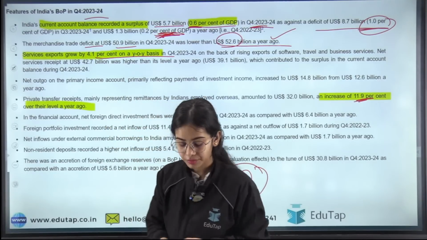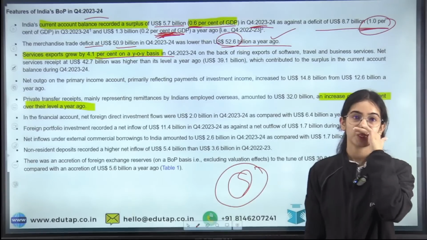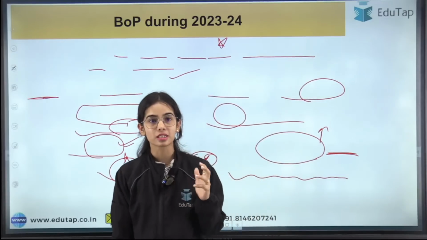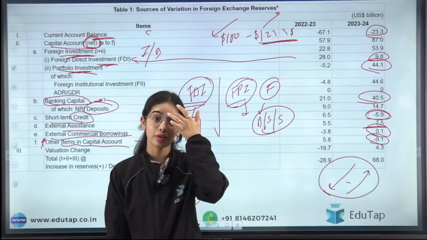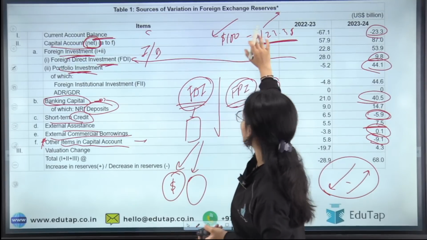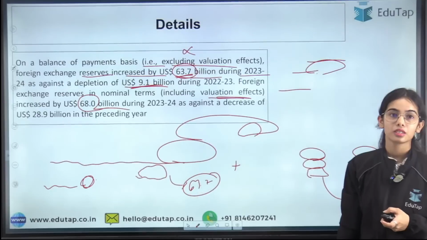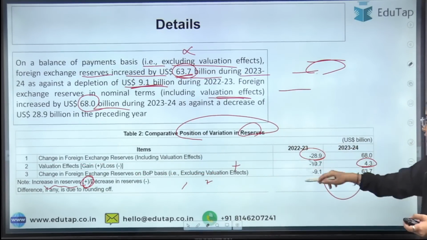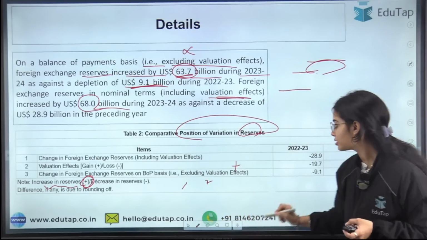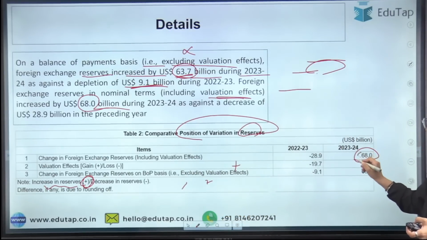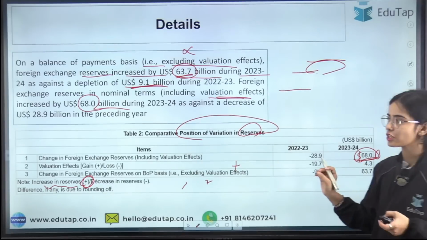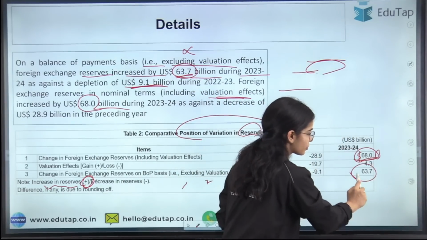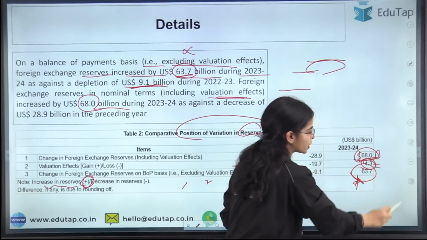Any confusion, anyone, in this regard, in any of the topics that we have discussed today? So we have discussed the reserves situation, that the foreign exchange reserves have increased by $68 billion, from which the balance of payment surplus is this, and there is the valuation change that has happened.